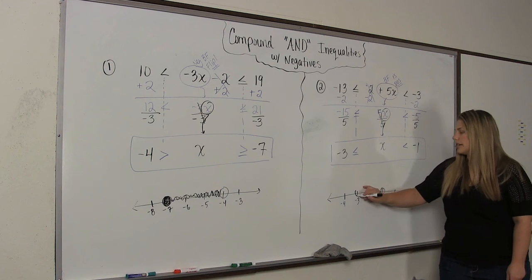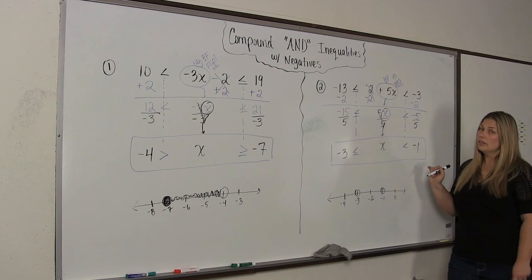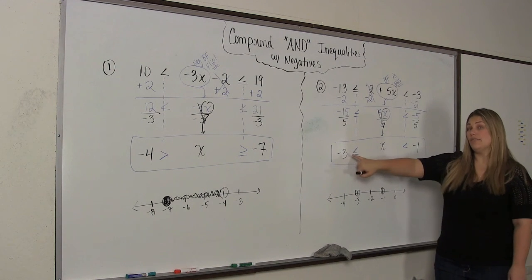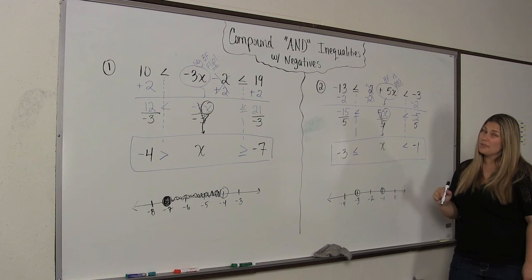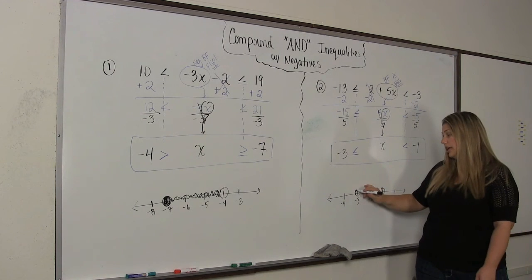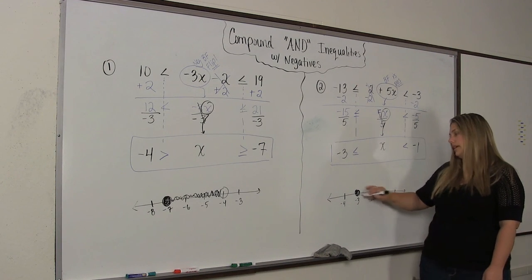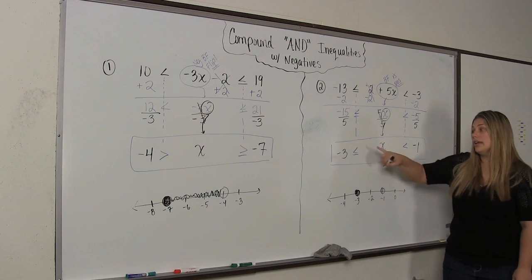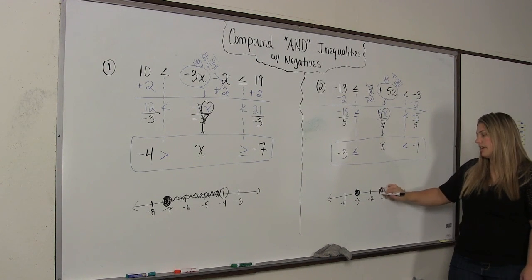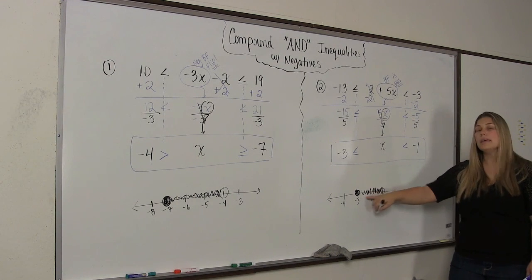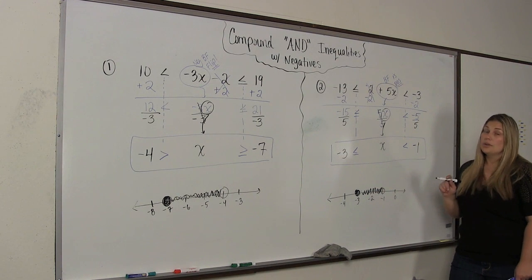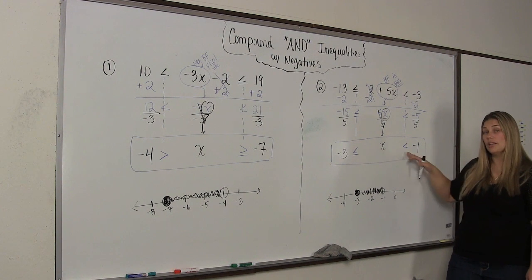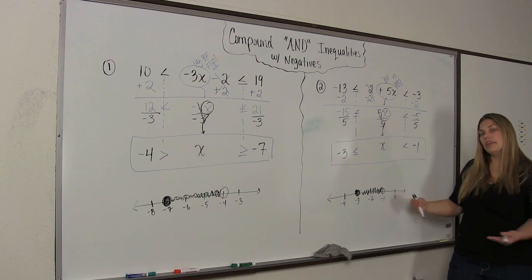I put my circles on negative 1 and negative 3. Which one has a closed circle? The negative 3, because that has the line underneath, which means it can equal. If it can equal, it's included in our answer. And remember, if x is in the middle, and this is true, then x is any number shaded in the middle of those two numbers. So with compound inequalities, when the variable's in the middle and the inequality is true, we shade everything in between.